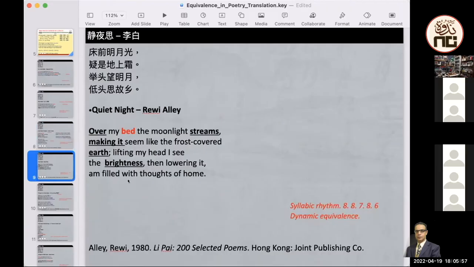Rewi Ali, he translated it such: over my bed the moonlight streams, making it seem like the frost-covered earth. You can see earth, he put earth here in the second. This is called run-up line. When the line is cut and you need to continue reading in the second line, this is called run-up line. So making it seem like the frost-covered earth, and then you have to stop for a while.